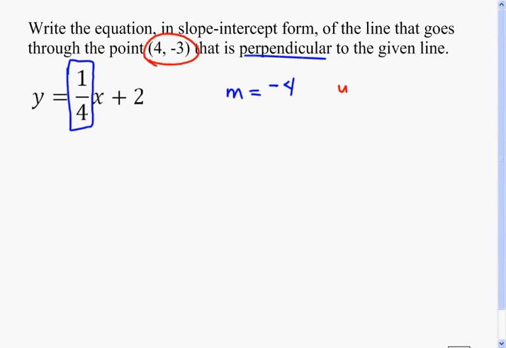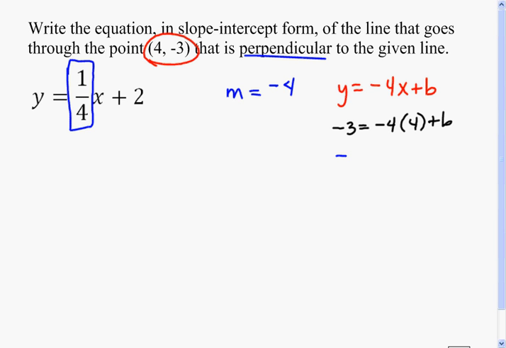And then we are going to have to use this point when we create our equation. So y equals -4 is our new slope, and then the x plus b. Then substituting the value of the coordinates, I know that y is -3, and I know that x is 4. And I am going to solve for the b value.